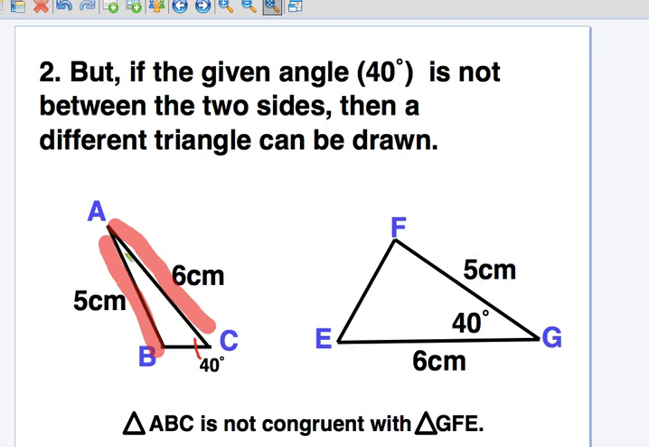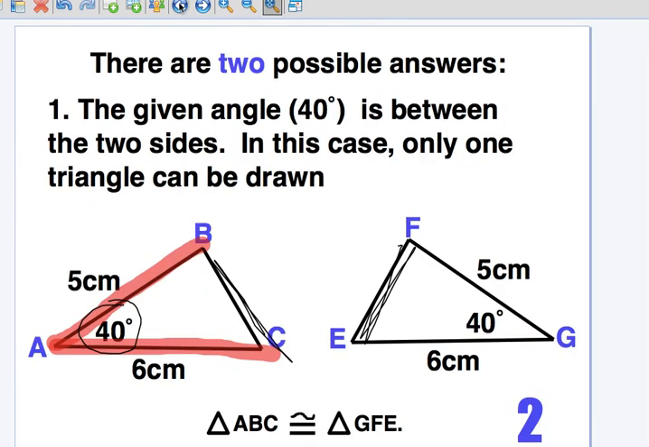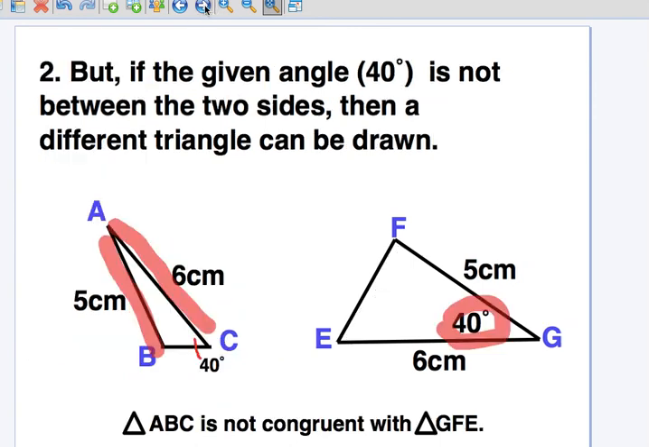You've got this narrow little angle here of probably about 20 degrees or 25 degrees. On this side, this is what we first drew, where the angle, 40 degrees, is between the 2 dimensions that you're given. So in this case, triangle ABC is not congruent with triangle GFE. These are not congruent. So for rule number 2, it will be a congruent triangle only when the given angle is between the two given sides. Just try to remember that.